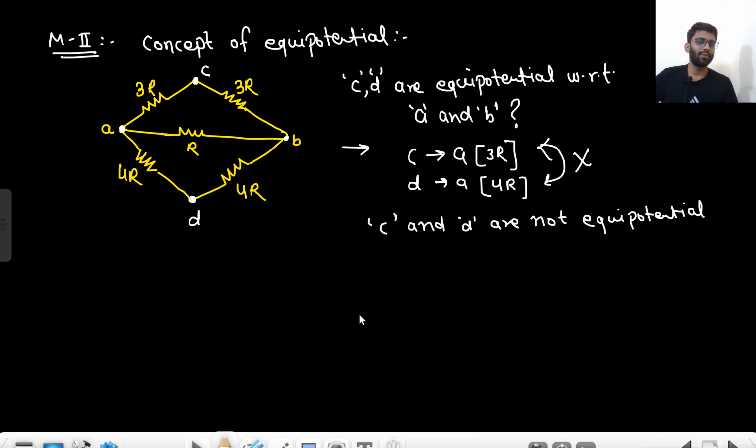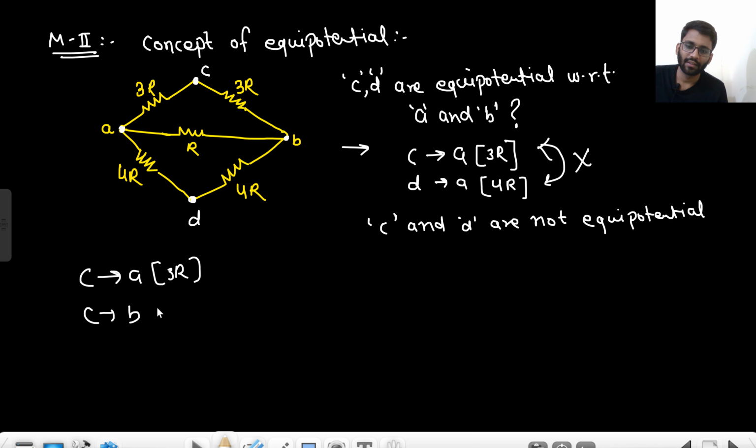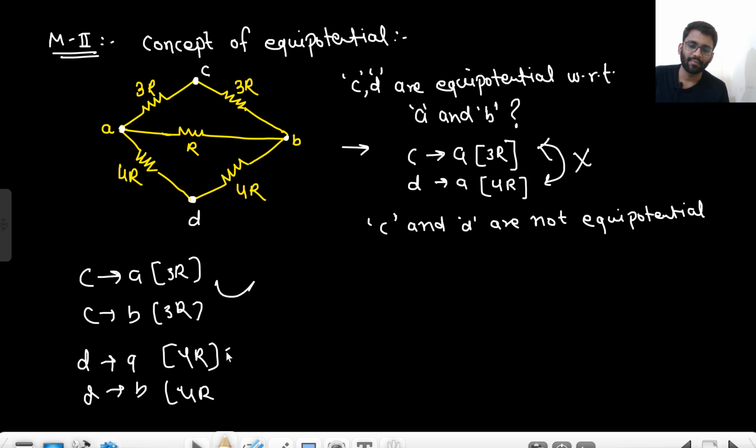Many of the students, what do they do? Many students make this mistake. What do they do? They do like this: C to A is 3R, C to B is 3R. Same, okay, good. D to A is 4R and D to B is 4R. Same, okay, good. Both of them are equipotential. No, this is not the way.